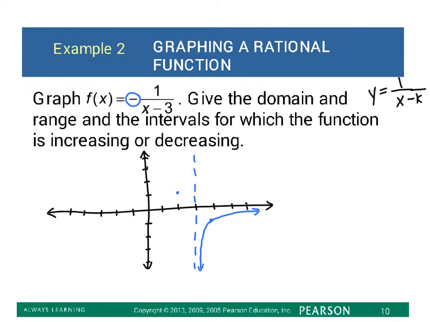Now we're never going to cross the x-axis or that vertical, well, neither horizontal or vertical asymptote. We usually never cross them. Okay, so there is the graph of f of x equals negative 1 over x minus 3.